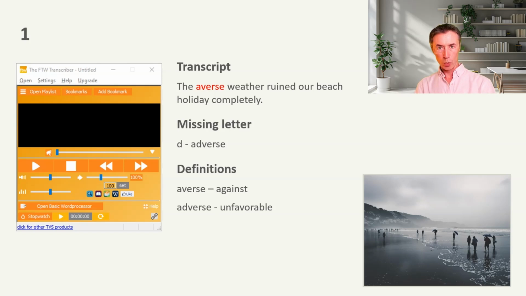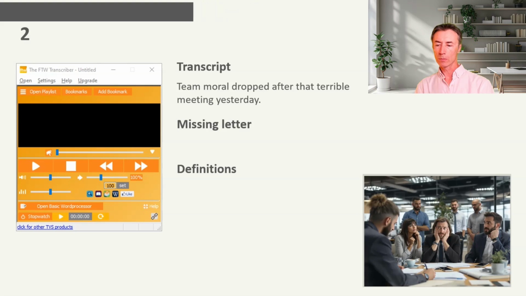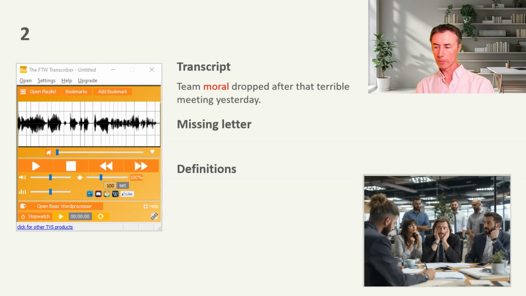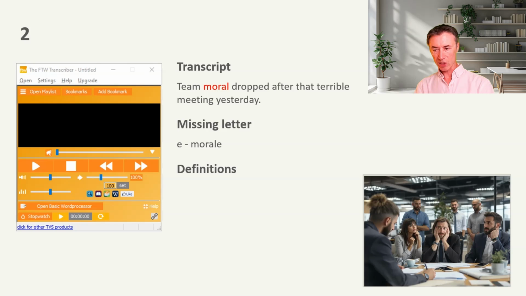Okay, number 2. Which word in this sentence has a letter missing? Here is the answer. The word moral has a letter missing from it. So which letter is missing? Have a listen to the sentence. Team morale dropped after that terrible meeting yesterday. And here is the answer. The letter E was missing. Moral should actually be morale.